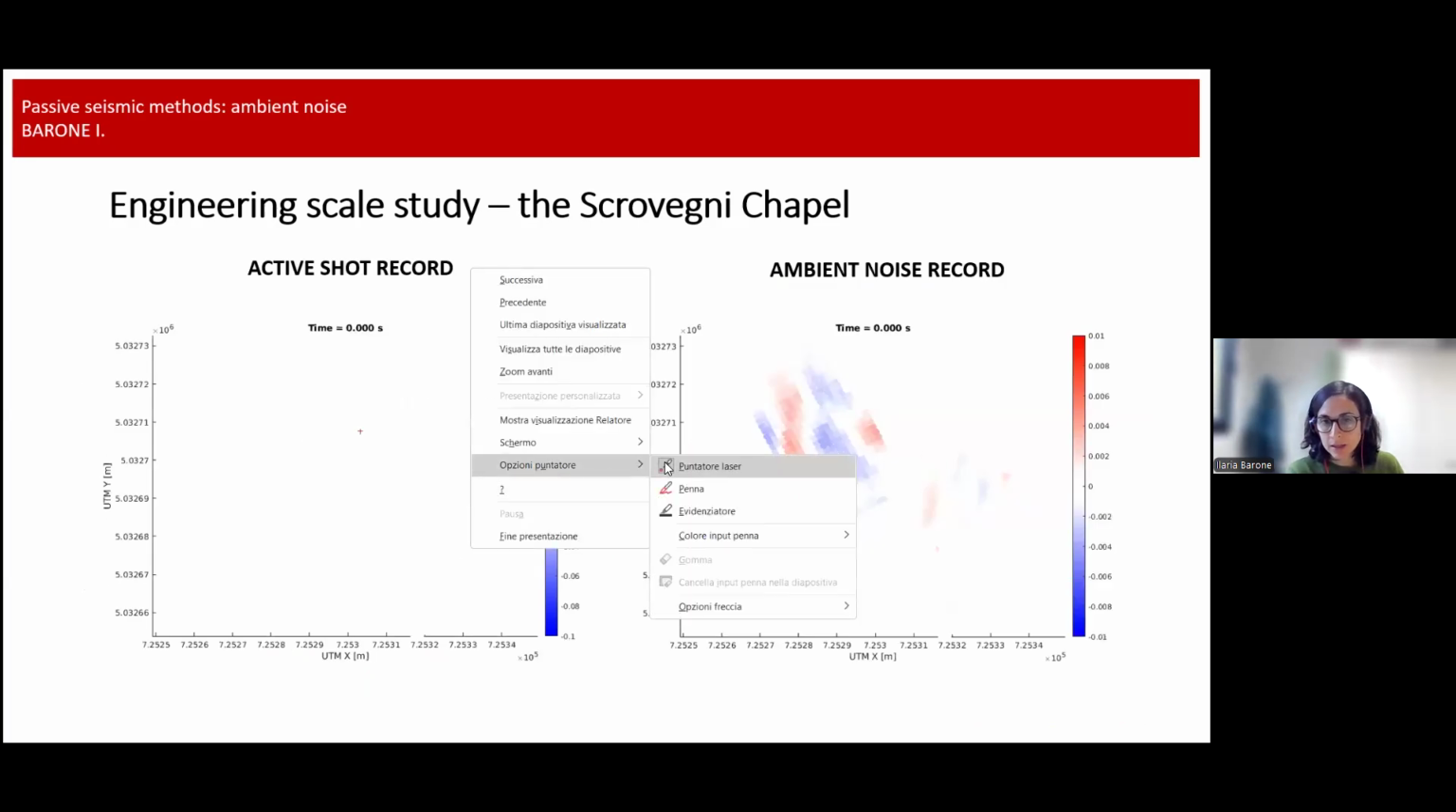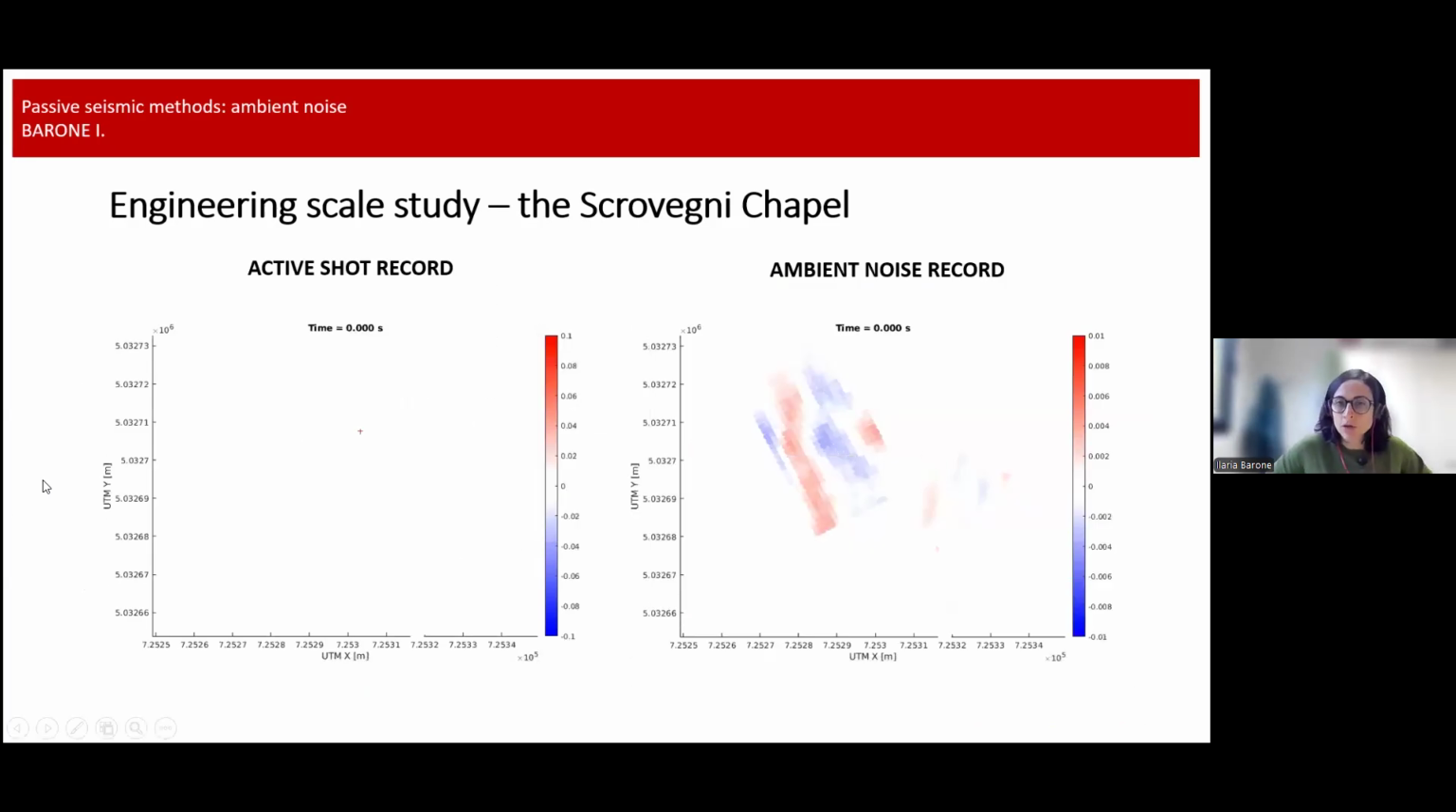Okay, now I'm going to show two animations to give a feeling of the difference between the active wave field and the passive wave field. On the left side, this cross gives you the location of an active shot. Then we have a rectangle of receivers here and another rectangle here. So here I'm going to show you the propagation from this active shot location.